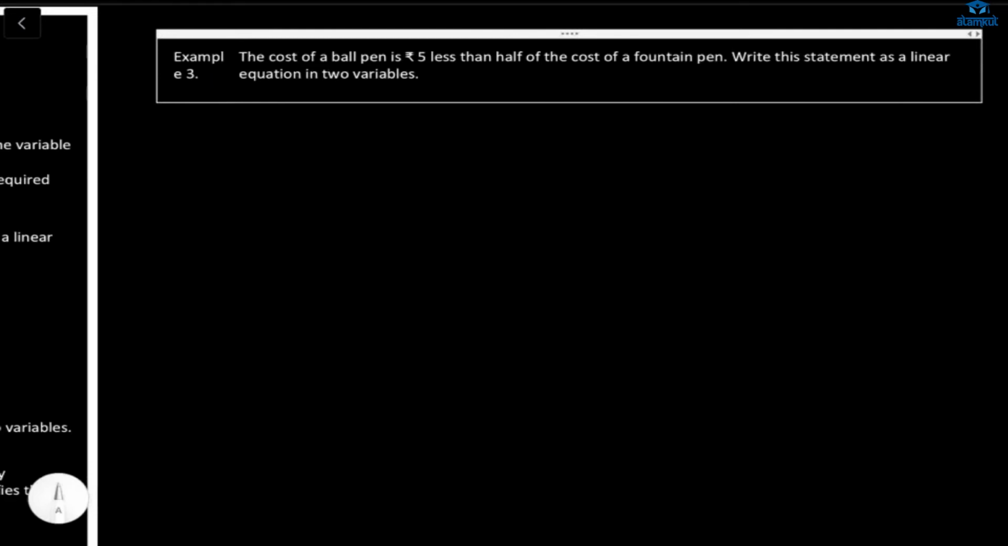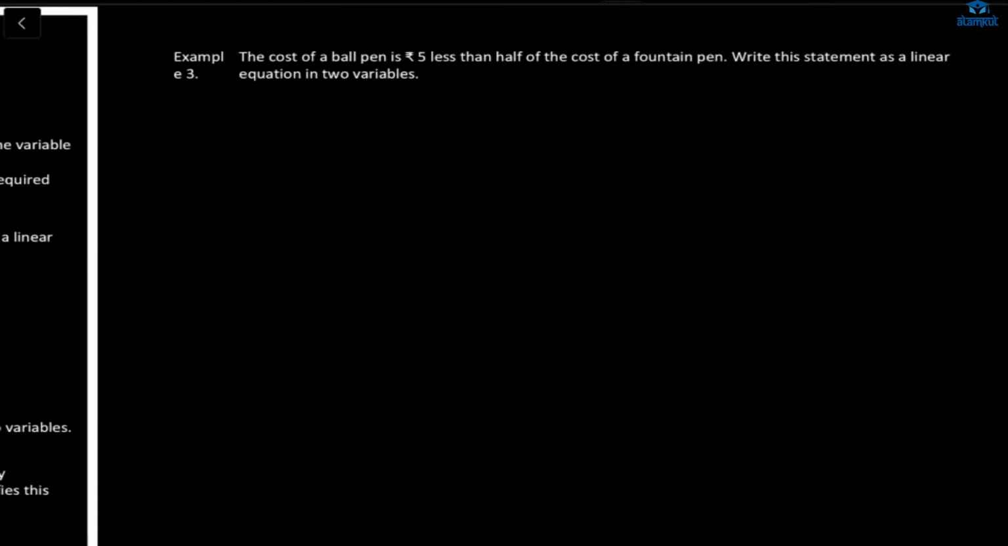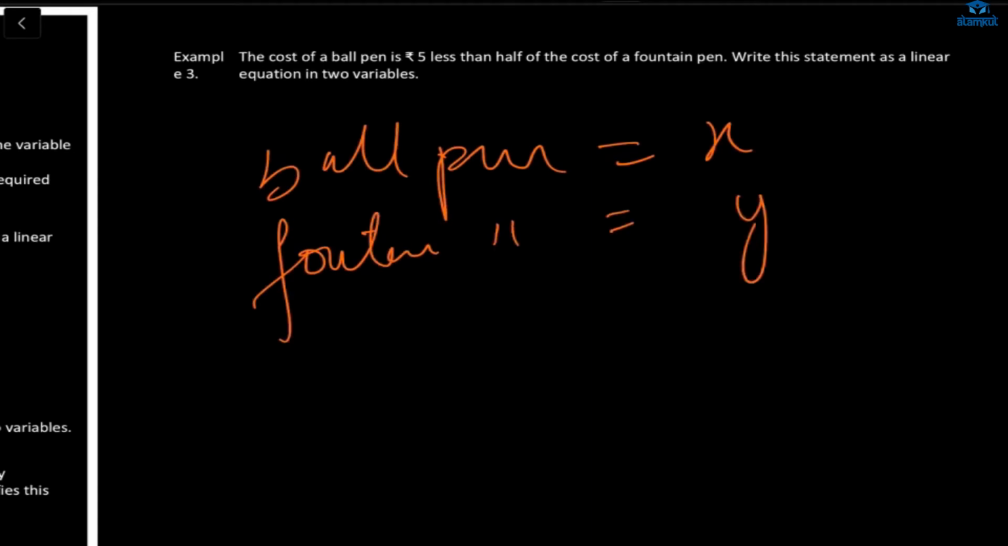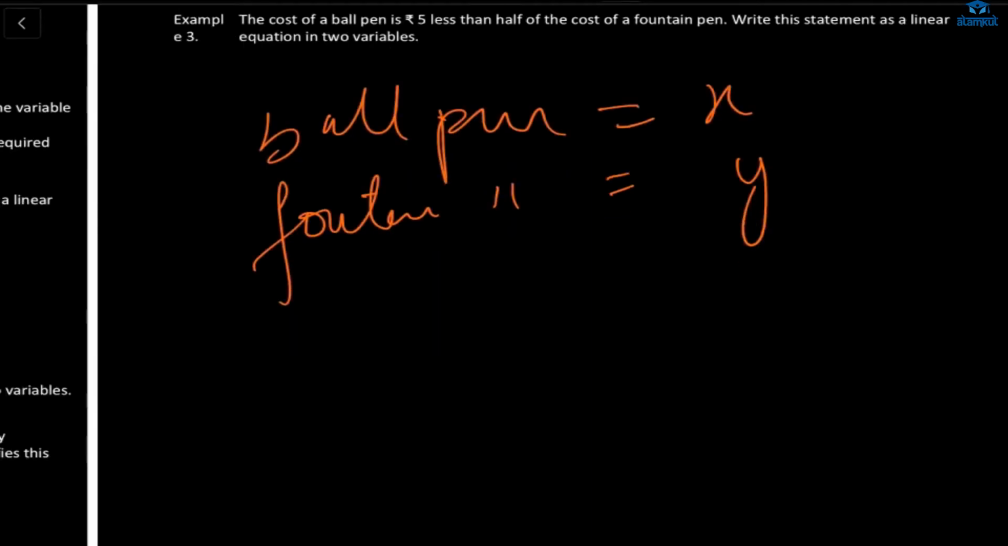fountain pen is x. The cost of a ball pen is rupees 5 less than half of the cost of the fountain pen. So you are saying fountain. No, sorry, ball pen. Ma'am, ball pen will be x. So the final equation will be x minus 1 by 2x is equal to 5. Ball pen, you are assuming x, and fountain pen y. Yes, ma'am. Now what is the equation? Ma'am, I was having the same question in my book, and I wasn't able to do it.